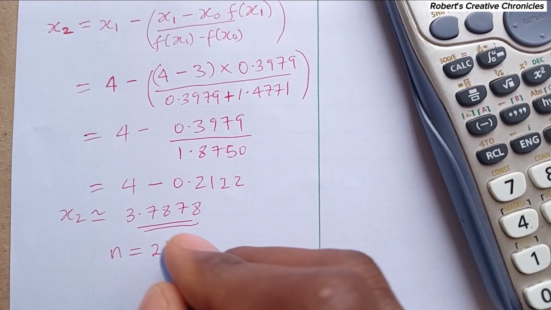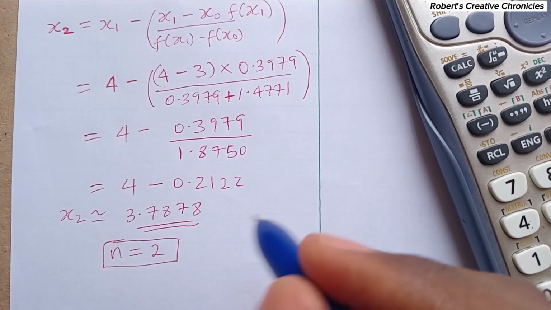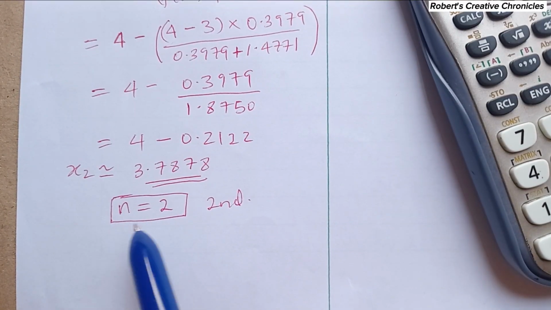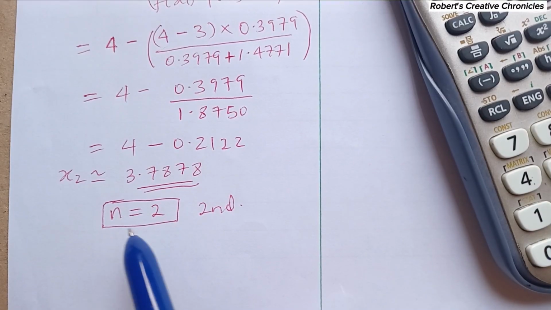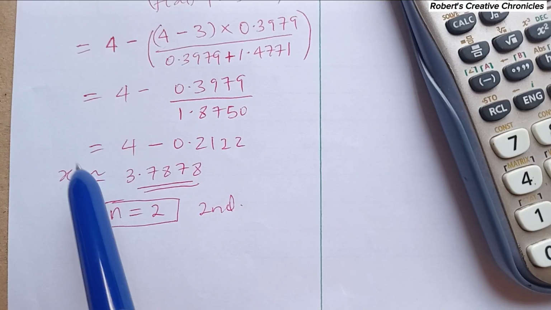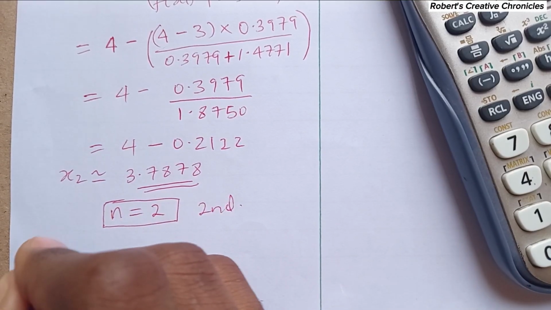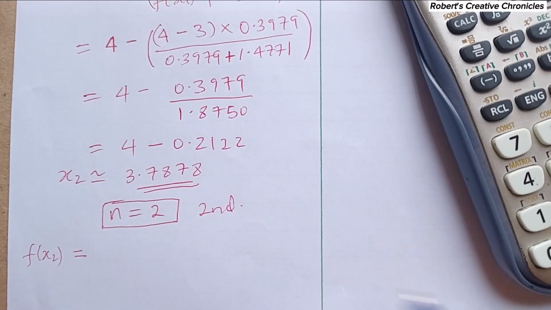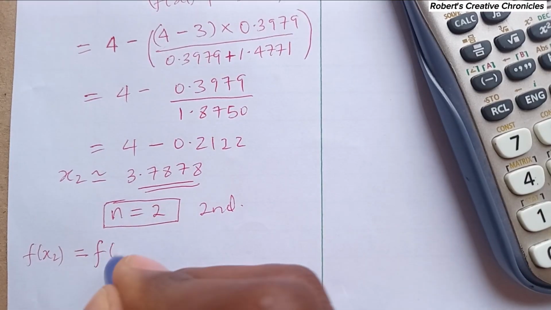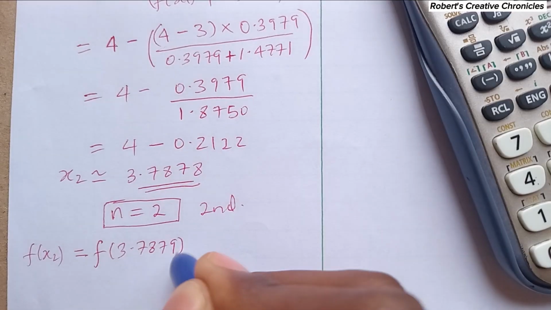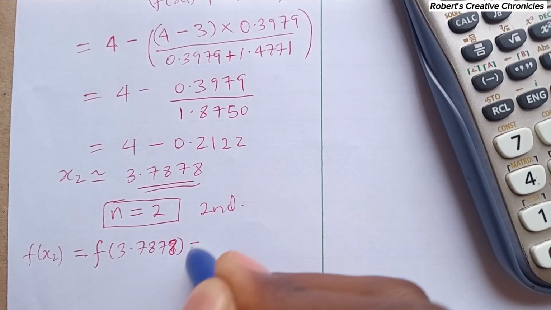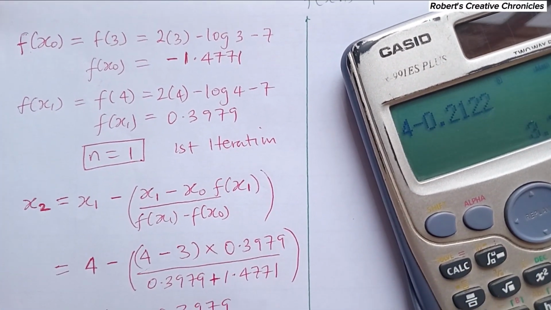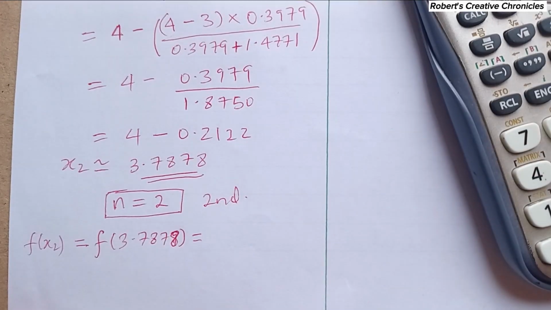N is equal to 2. My second iteration. But first, since n is equal to 2, we are going to need the function of x2. So let's find the function of x2 in the formula. So the function of this x2 is what? It is the function of 3.7878, which is equal to what? This is 2.